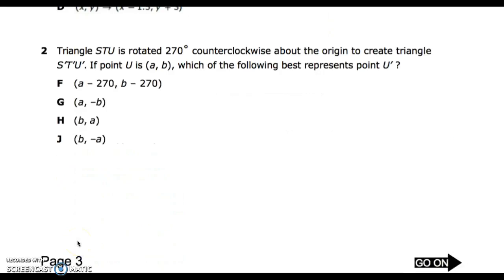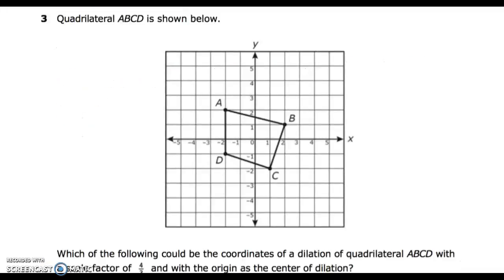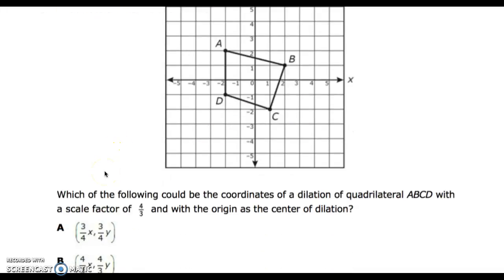Number 2, triangle STU is rotated 270 degrees counterclockwise about the origin to create triangle S'T'U'. If point U is (a, b), which of the following best represents point U'? Number 3, quadrilateral ABCD is shown below here. Which of the following could be the coordinates of the dilation of quadrilateral ABCD with scale factor of 4/3 and the origin as the center of dilation?